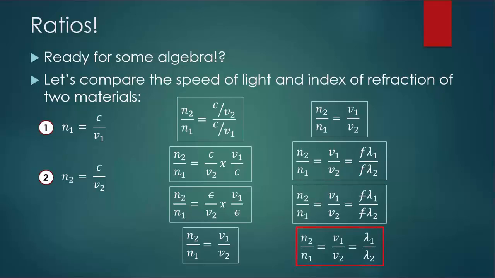This leaves us with our final set of ratios, N2 over N1 equals V1 over V2 equals lambda 1 over lambda 2. Like we've seen before, you would take two of these terms, based on what you're given and what you're trying to find out, and set them equal to each other.